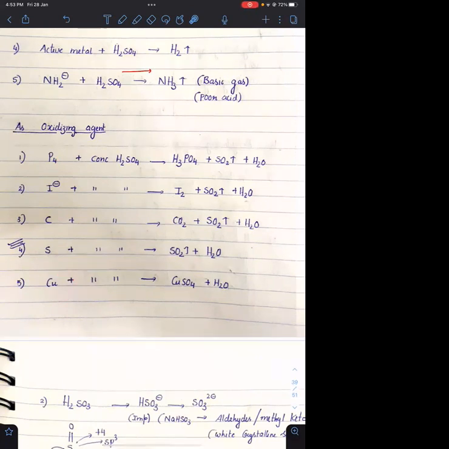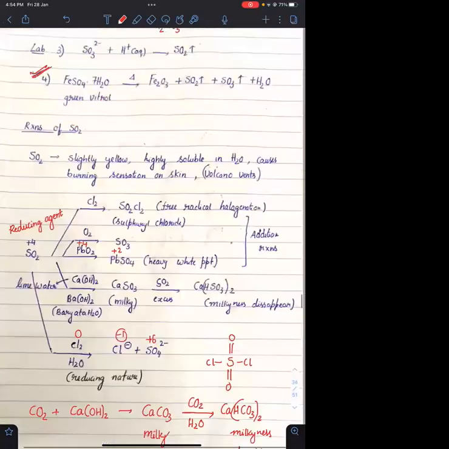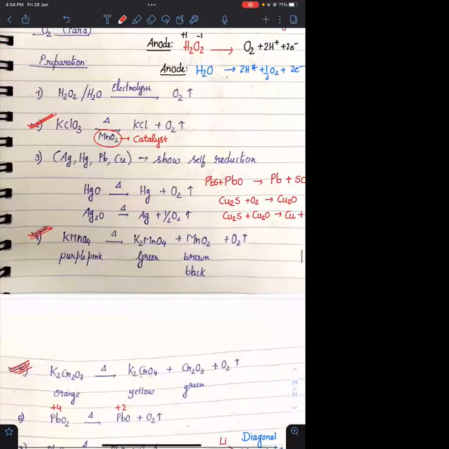Is that clear? What did we do with HNO3? We made NO2. So in this case, we will be making SO2. Concentrated H2SO4 plus P4, S, I minus, C, and we are taking them into their higher oxidation states. Phosphorus with zero oxidation state is converting into +5. With iodine, the reaction is with I minus, not with I2. But in case of HNO3, we have seen the reaction with I2. Observe the difference.